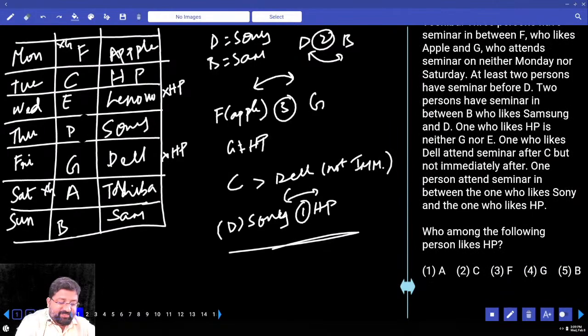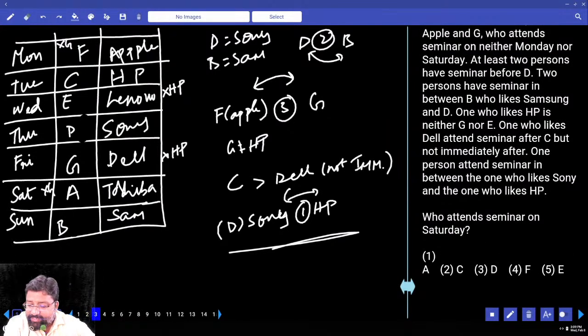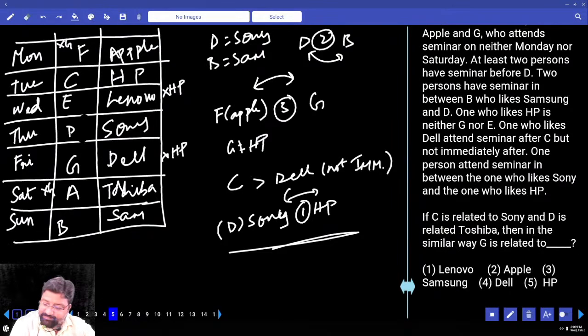Who among the following persons likes HP? C. How many persons attend the seminar in between G and the one who likes Apple? I see 3 people in between them. Who attends the seminar on Saturday? Saturday is A. How many persons attend the seminar before the one who likes Dell? Before the one who likes Dell, I see 4 people.